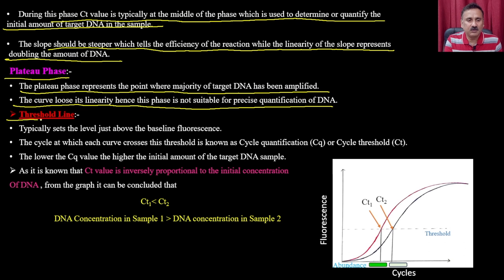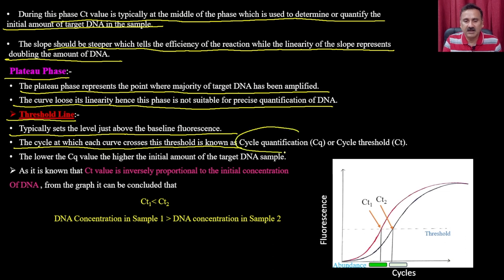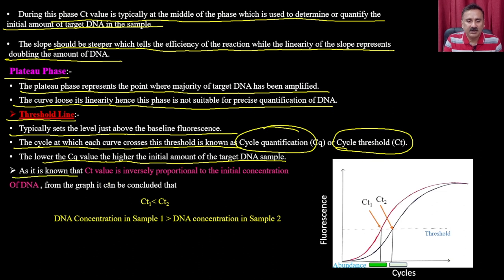And then you have the threshold line, typically set at a level above the baseline fluorescence. The cycle at which each curve crosses the threshold is called the cycle quantification or the cycle threshold. The lower the CT value, the higher the initial amount of target DNA. As it is known that the CT value is inversely proportional to the initial concentration, from the graph it can be concluded that CT1 is smaller than CT2.